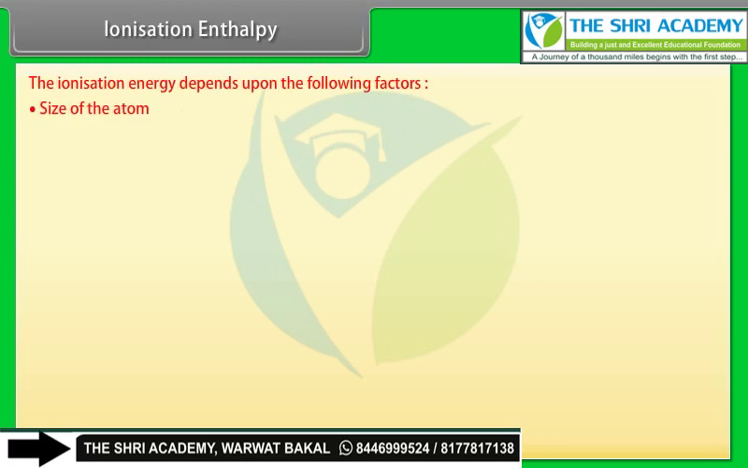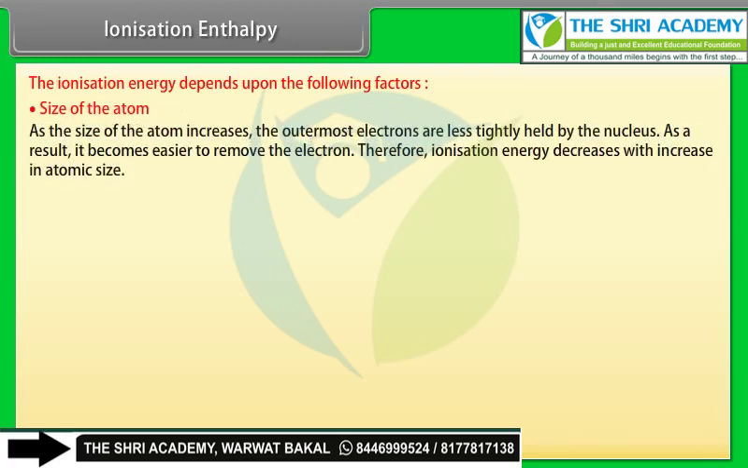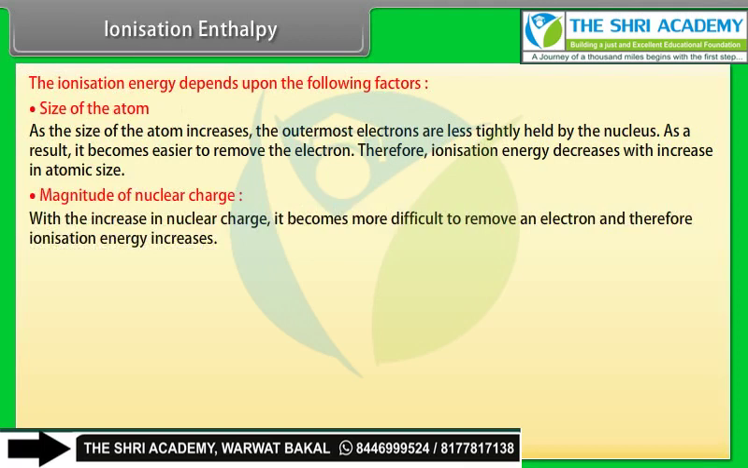Size of the atom. As the size of the atom increases, the outermost electrons are less tightly held by the nucleus. As a result, it becomes easier to remove an electron. Therefore, ionization energy decreases with increase in atomic size. Magnitude of nuclear charge. With the increase in nuclear charge, it becomes more difficult to remove an electron and therefore, ionization energy increases.